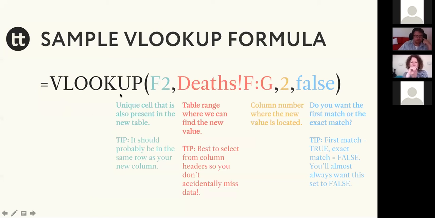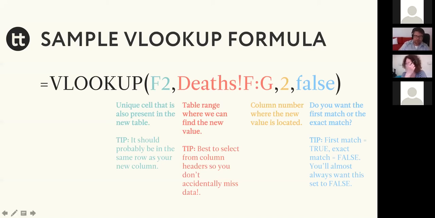So the VLOOKUP formula says, okay, what is the unique cell that is present in the current table that you're working in, but also in the other tables that you're going to be working in. This should generally be in the same row as the data that you're working in, but the other important thing is that this key unique cell information needs to be contained in the first selected column of the table you're looking things up in. I will show what this means in a second.